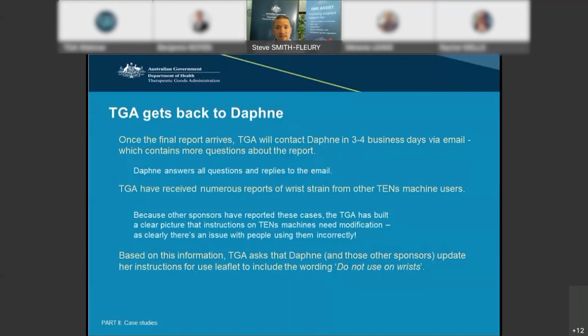So that brings us to the end of the case studies. I do hope that makes your navigation of therapeutic goods regulation somewhat clearer.